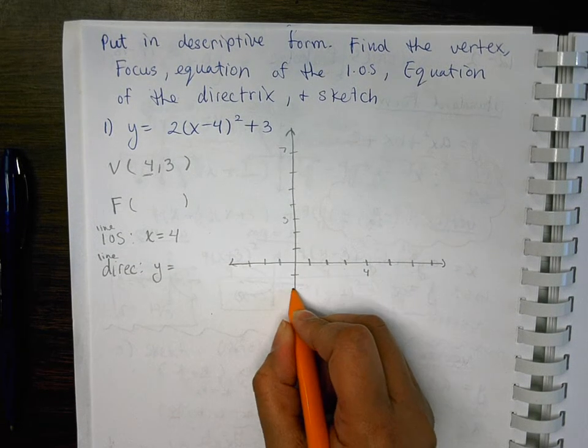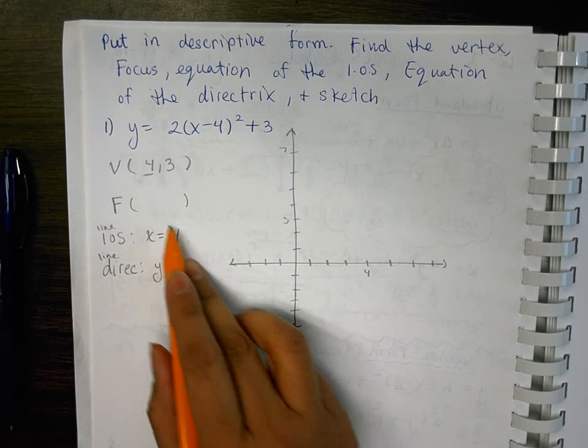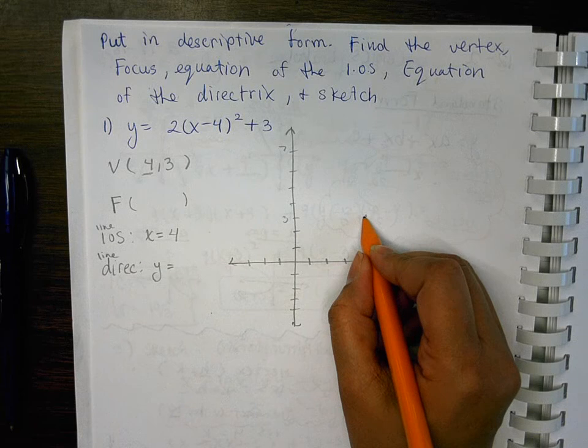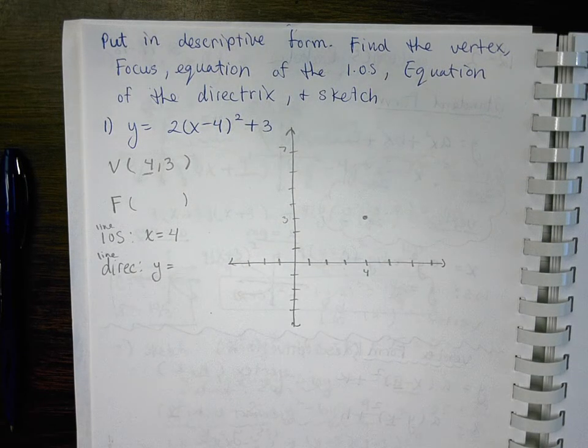All right, right 4, up 3. And is it opening up or down? Up. Now, it's just a sketch. You don't have to plot points. I know last year you did some plotting points to get a more accurate graph.